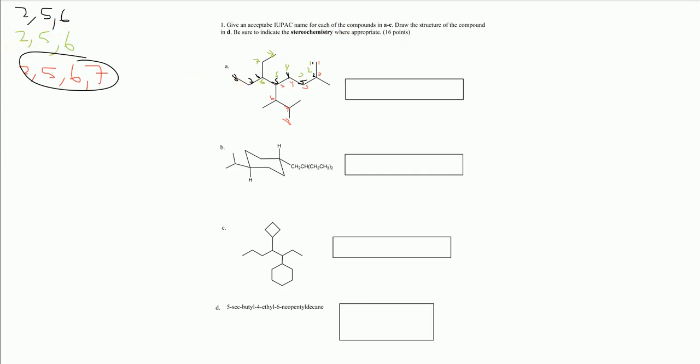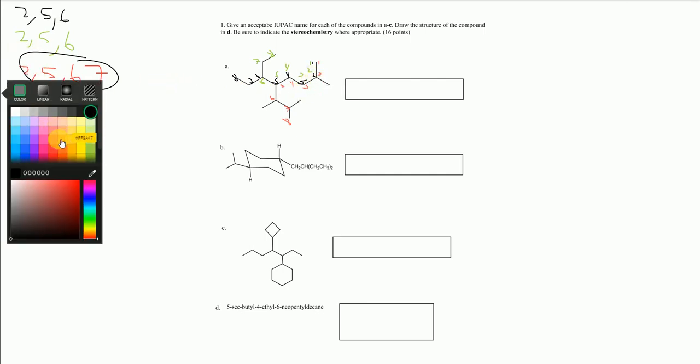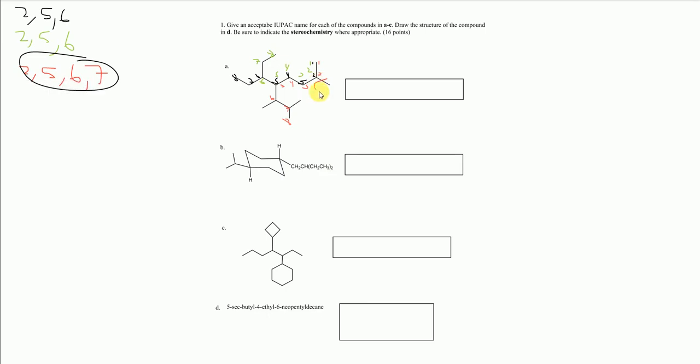So I'm going to choose a red path over here. So let's just circle the stuff that's on the red path. So I have this group on the red path. I have this group on the red path. I have this group, and I also have this group. Okay. So now let's number these substituents.